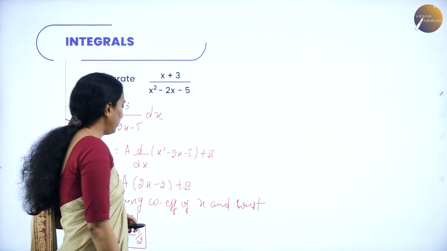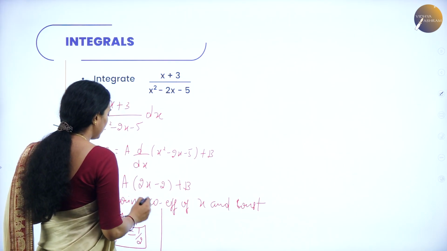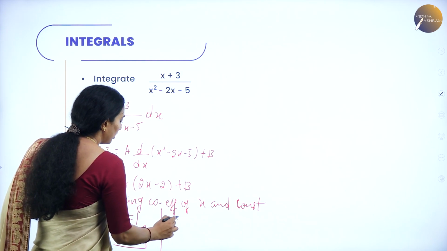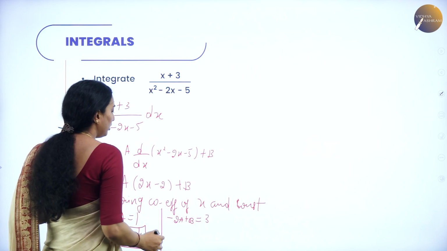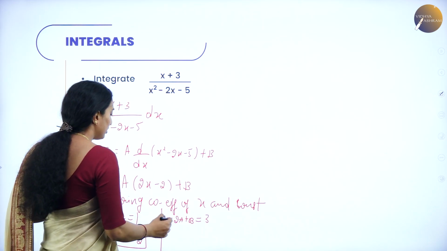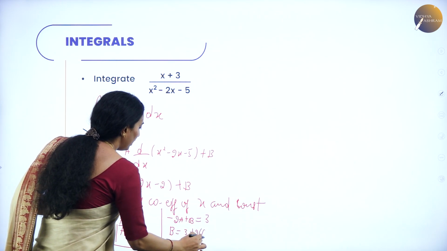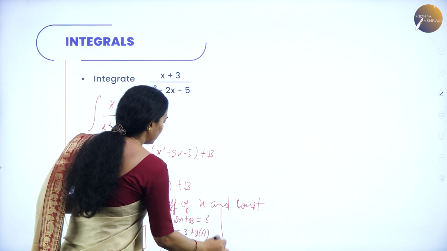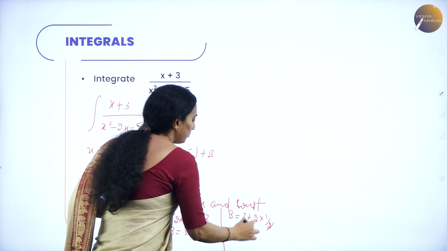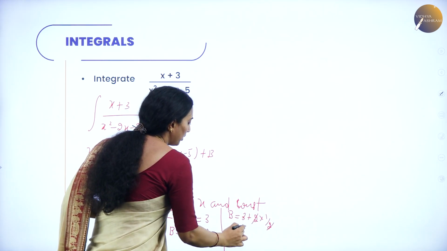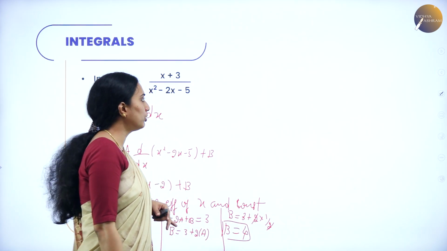Now a you got 1 by 2. You can get b by comparing the constant. See, minus 2a plus b is equal to 3. So b is equal to 3 plus 2a. We know a is nothing but 1 by 2, so 3 plus 2 into 1 by 2. The 2 and 1 by 2 cancel. Remaining is 3 plus 1 which is 4. So b is equal to 4 and a is equal to 1 by 2.